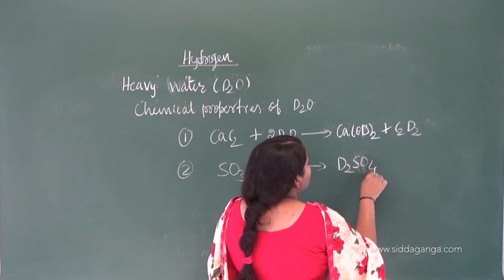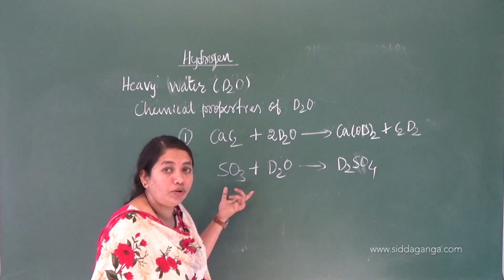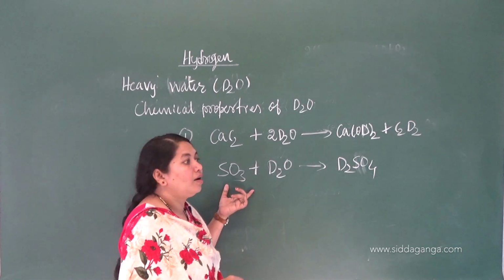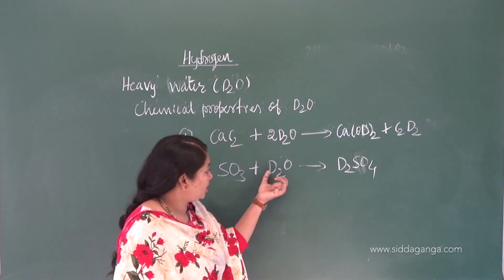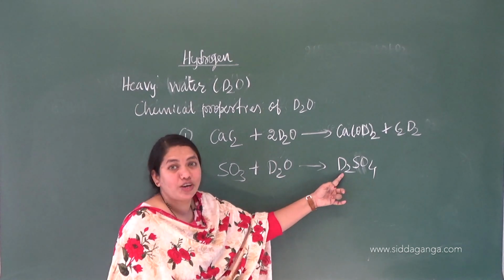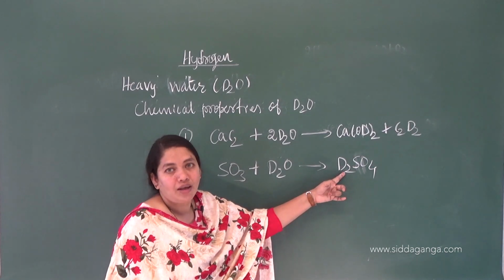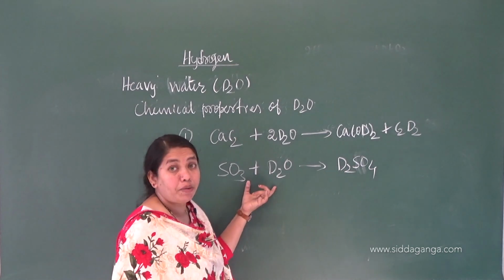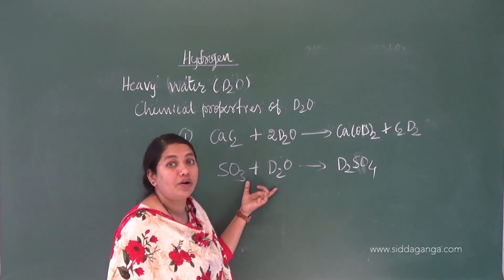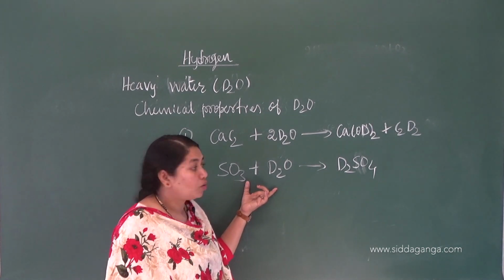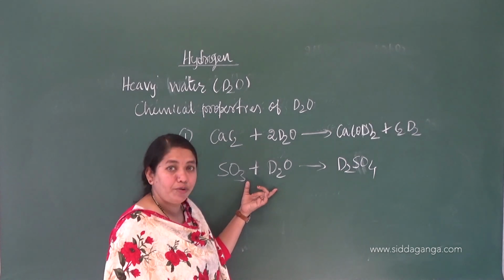D2SO4. This reaction is also a very important reaction. We are going to learn it in second PUC, that is the preparation of sulfuric acid. If it is H2O, what will it be? H2SO4. A very important step in the manufacture of sulfuric acid is a process called the contact process, which you are going to learn in higher classes, that is in second PUC.